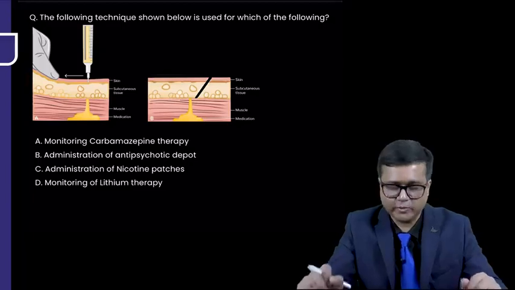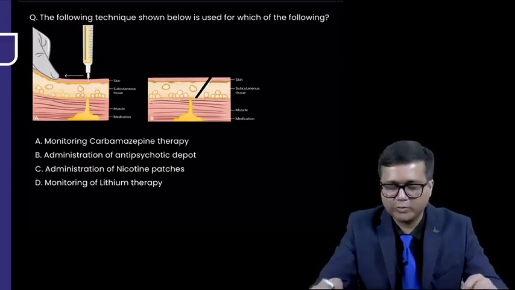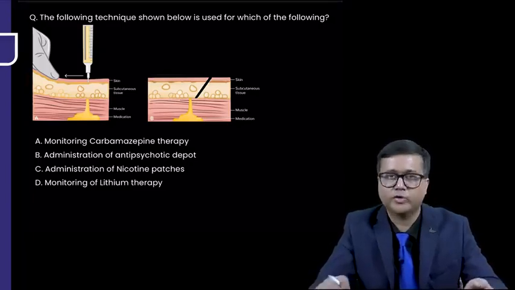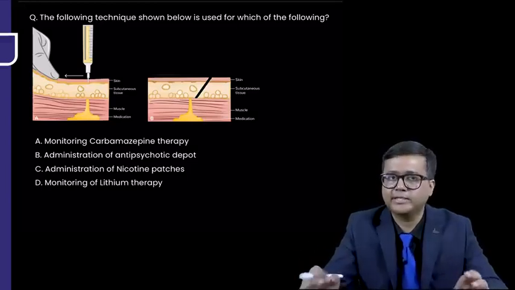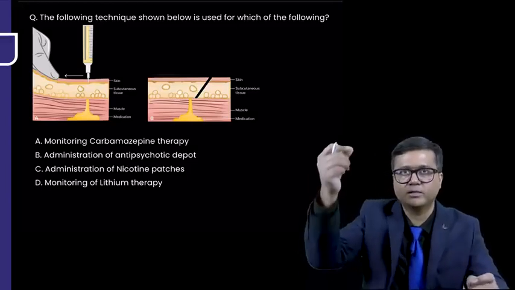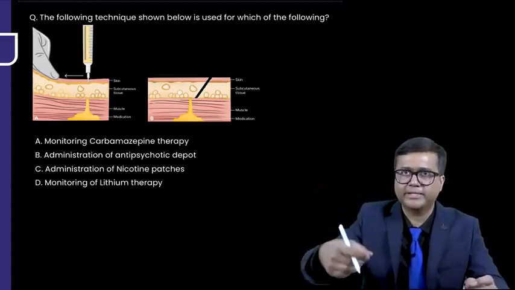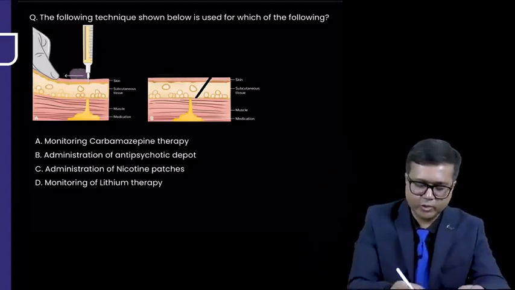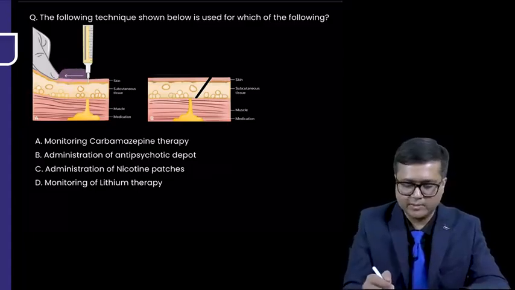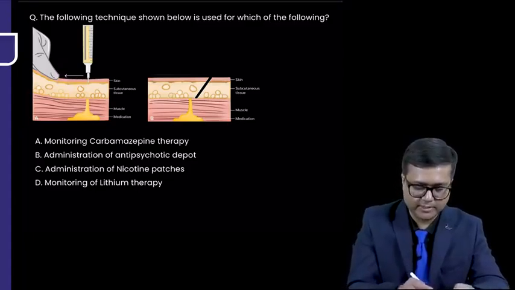Let's talk about this next question. The following technique shown below is used for which of the following? So if you see, there is a procedure or a technique that has been shown, and as you can see, when the injection is being given at a 90-degree angle, someone is pulling the skin. So there is pulling of the skin here.